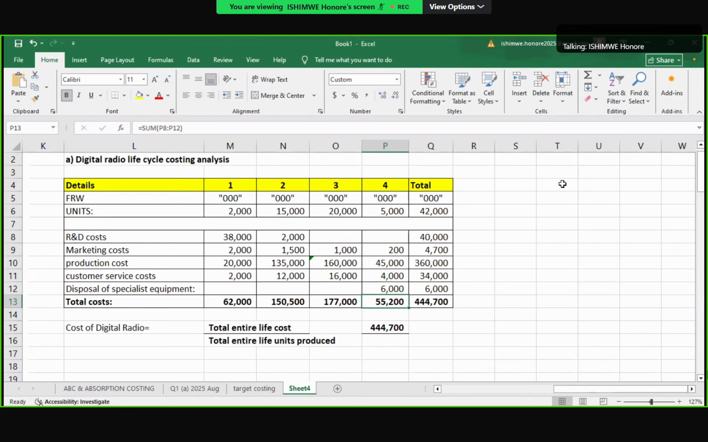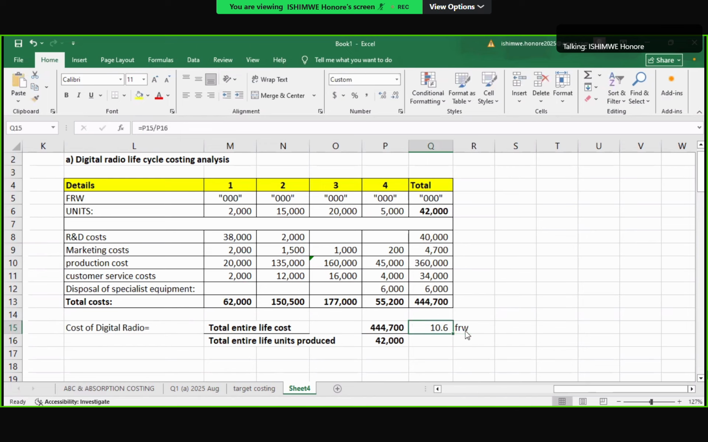Now we divide by the whole unit. The whole unit is this 42. Okay. It was 6,000, not 60. Here it says disposal of specialist equipment. Yeah, it is 6,000, not 60. Then we divide by 42. So we will now have the cost of a digital radio. What is it? It is 10. Remember, 3 zeros are ignored. Okay. So it is 10.26, and then francs.